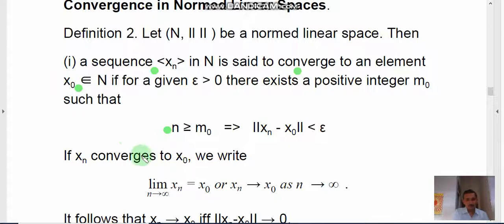In other words, if x_n converges to x_0, then we will also write limit of x_n as n tends to infinity equal to x_0, or x_n tending to x_0 as n tends to infinity. So it follows that x_n tends to x_0 if and only if norm of x_n minus x_0 tends to 0.